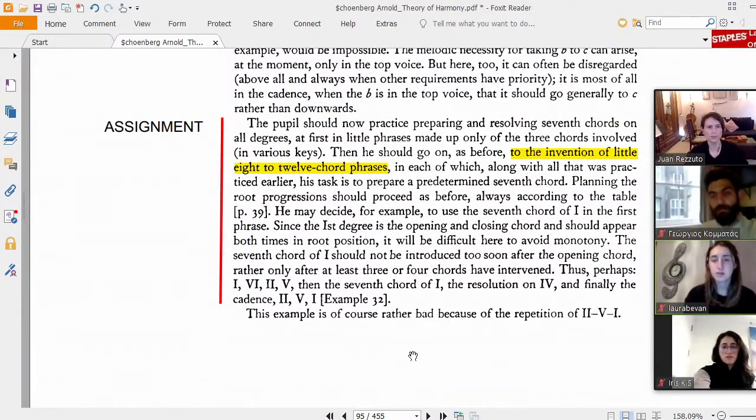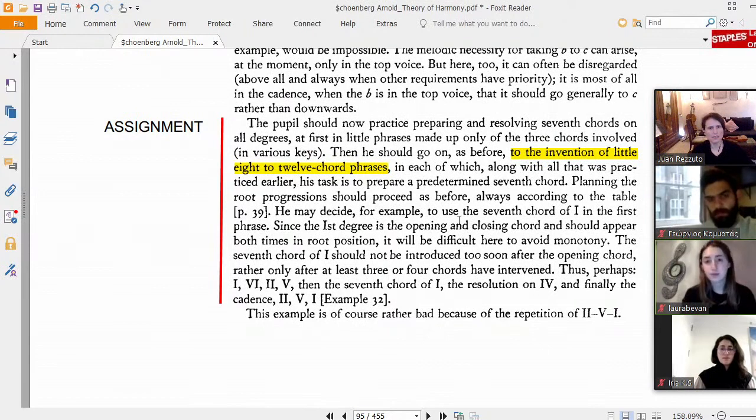Assignment. Yes, your assignment. So, first of all, you're going to pick any major key. You're going to pick 3 major keys. I will let you choose, it doesn't matter. The assignment is between 8 and 12 bars each.